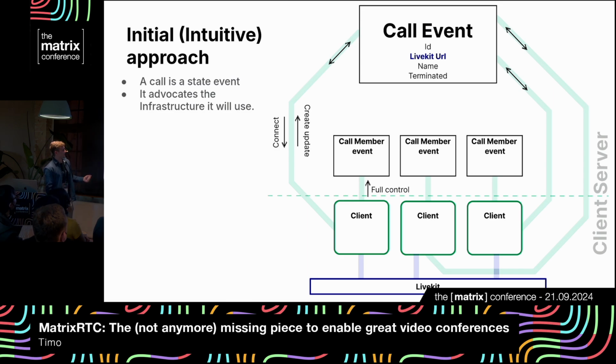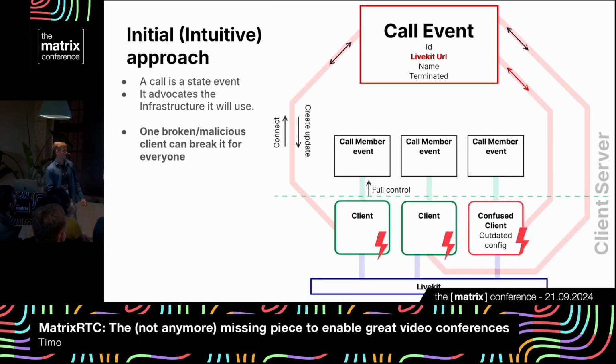So we have the intuitive approach, which is just, let's do a call. Let's do a call event for this call. That's it. Super clear. A call is a state event, and it says which infrastructure to use and everything. But with this, we run into issues.